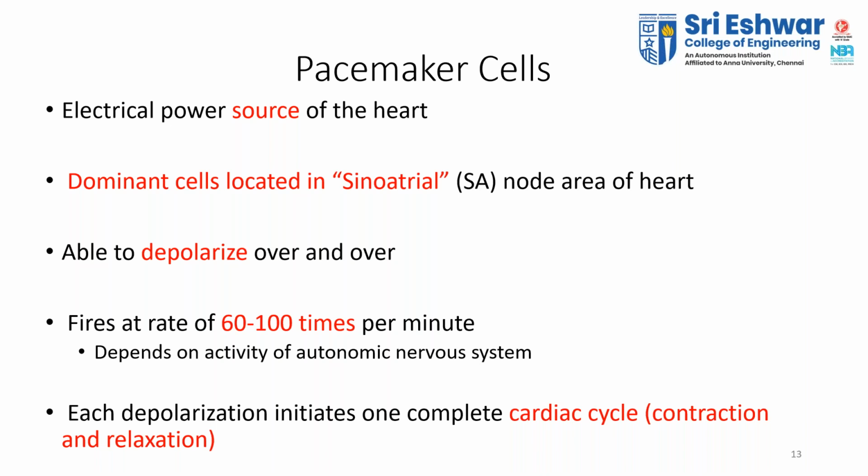This is used to give power source to the heart. Charging and discharging continues for 60 to 100 times per minute. Each depolarization initiates one complete cardiac cycle, contraction and relaxation. The cardiac cycle is defined as the combination of contraction and relaxation of cardiac muscle. So this particular pacemaker cell gives 60 to 100 times per minute. So this is one power source of the heart.